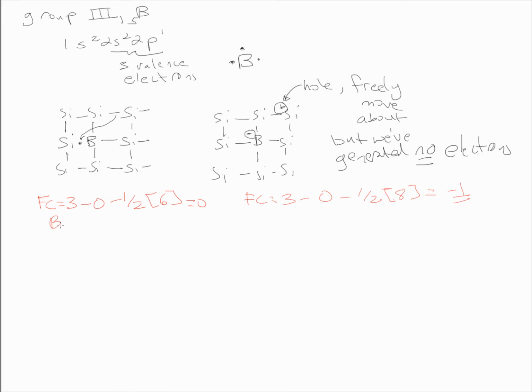So boron is an acceptor impurity because it's accepting an electron. And as I said before, no electrons are created when you dope with boron, and so you generate a lot of holes. And once you have a piece of silicon doped with boron, it now becomes a p-type semiconductor.